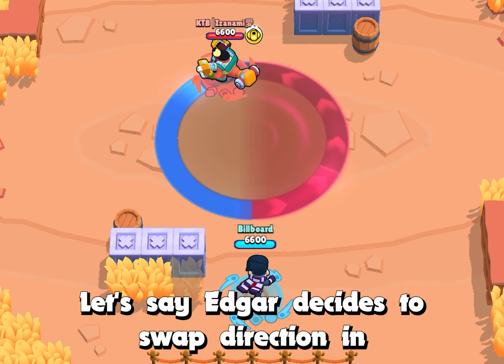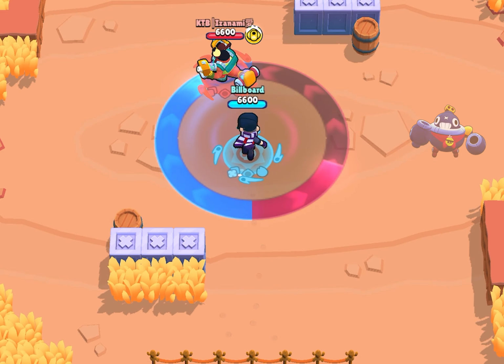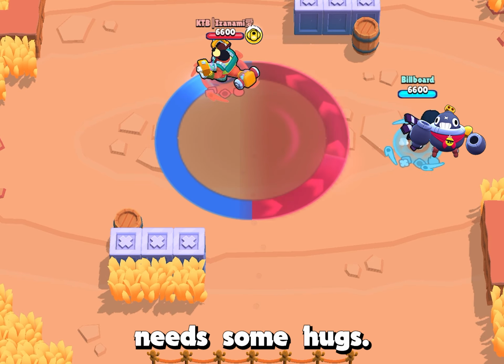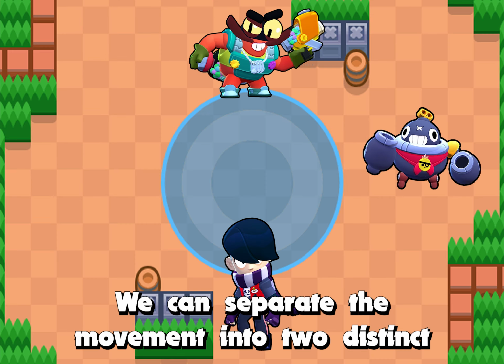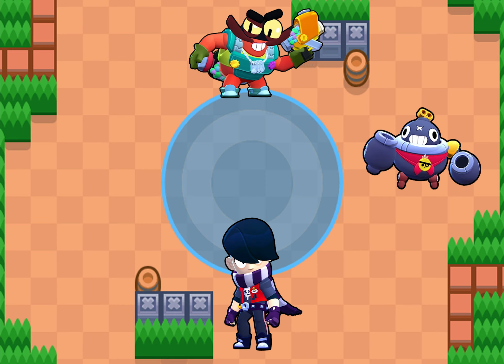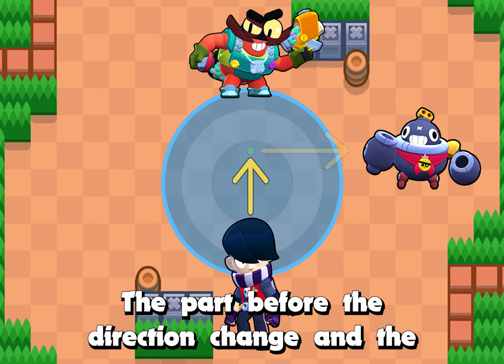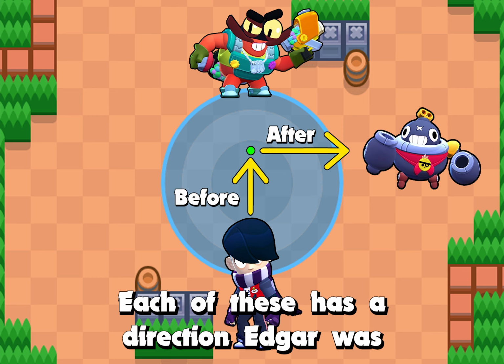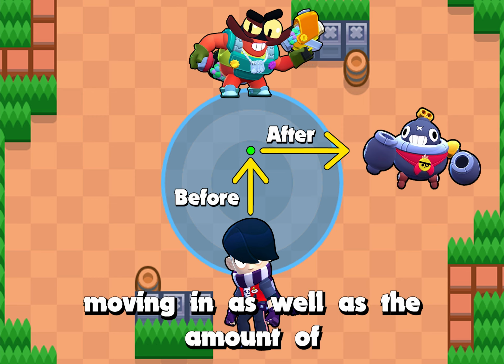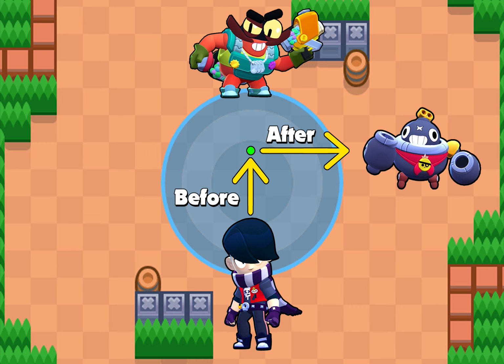Let's say Edgar decides to swap direction in the middle of movement. Say if they spot a lonely tick that needs some hugs. We can separate the movement into two distinct parts, the part before the direction change and the part after it. Each of these has a direction Edgar was moving in as well as the amount of distance he covered.